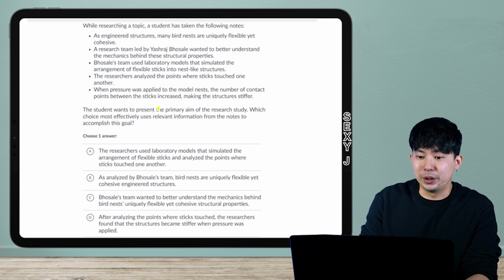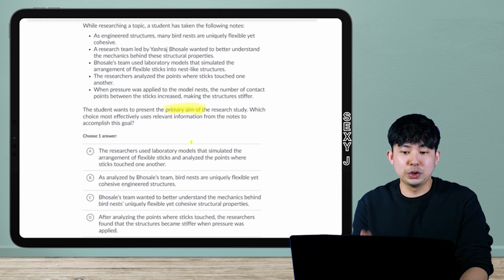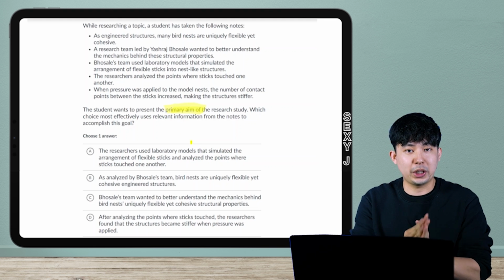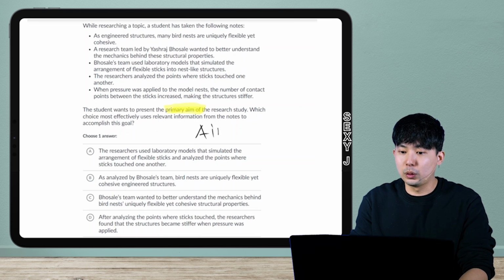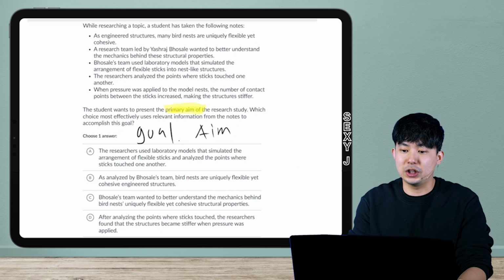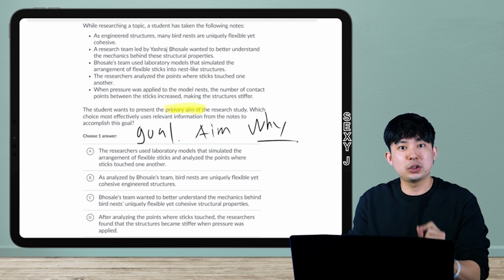So look at this example here. And this is very common. We just want to isolate, what are we being asked for? So the student wants to present the primary aim of the research study. So we're going to go through multiple categories of the rhetorical synthesis. And this one is aim, okay, or goal. And you guys will see the other synonyms, but this is, you guys can categorize why. Why did they do this research, okay? So that's all I want.